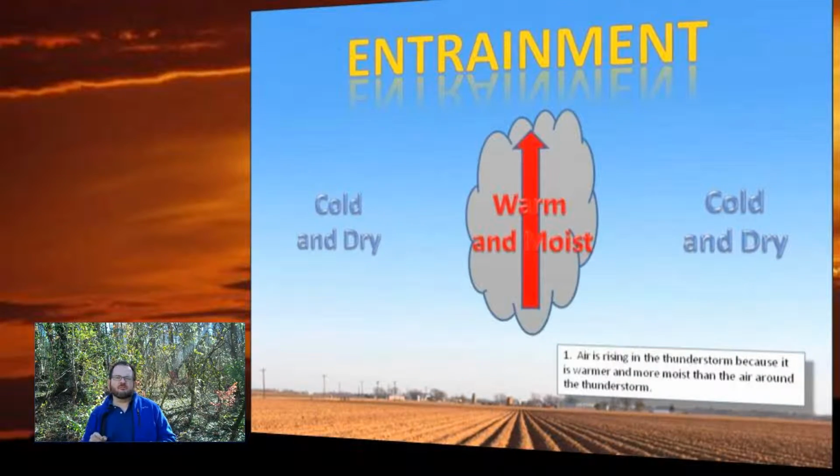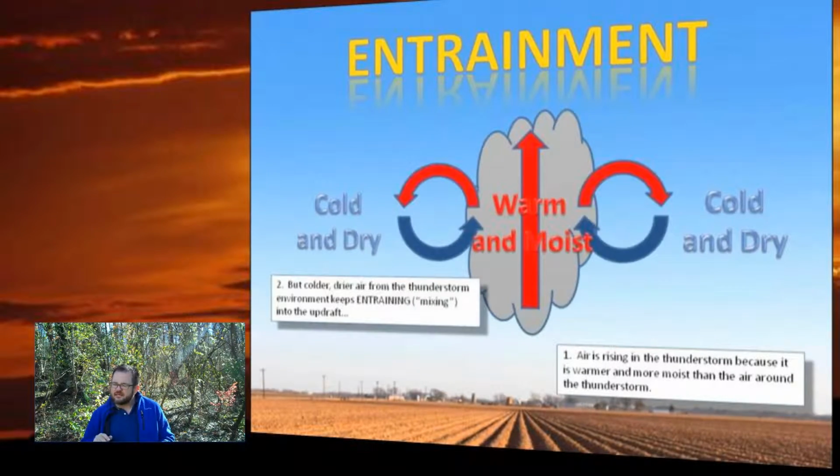Okay, another point, a number of the questions in this first part of the lab activity are about the concept of entrainment. Now, just to remind ourselves about entrainment, if we have a warm and moist rising air parcel, by definition, it's going to be surrounded by air that is colder and drier than the air in the air parcel. That's kind of why the air parcel is rising in the first place, right? It's buoyant compared to the air around it. So the air is rising in the thunderstorm because it is warmer and moister than the air around it.